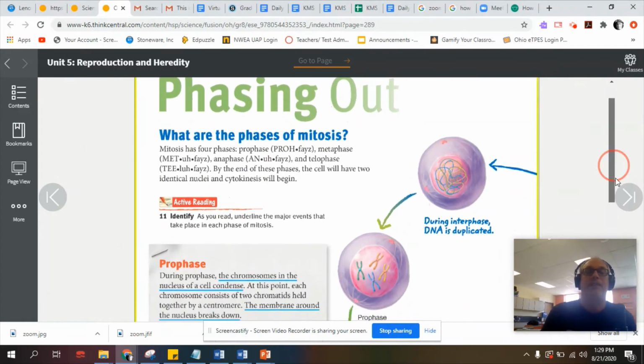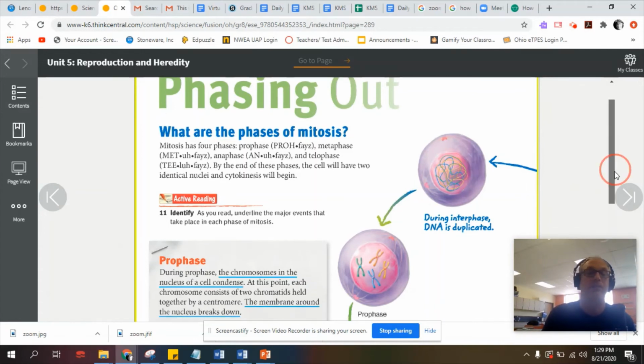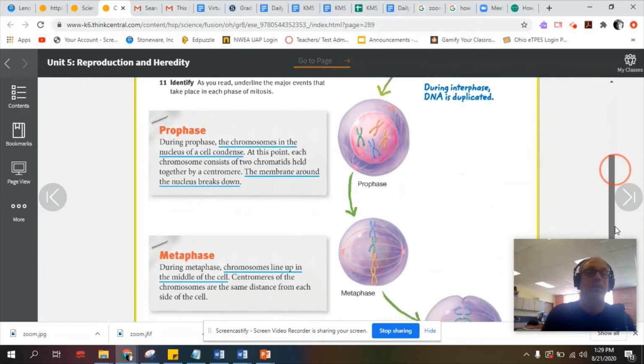So what are the phases of mitosis? Mitosis has four phases: prophase, metaphase, anaphase, and telophase. By the end of the phases, the cell will have two identical nuclei and cytokinesis will begin. Prophase. During prophase, the chromosomes in the nucleus of a cell condense. At this point, each chromosome consists of two chromatids held together by a centromere. The membrane around the nucleus breaks up.